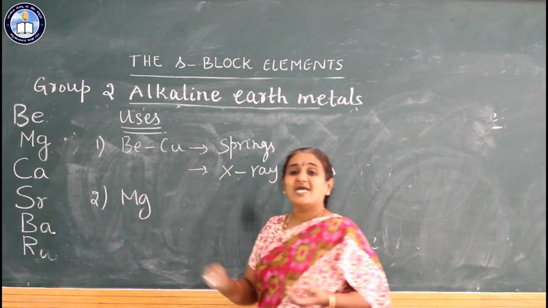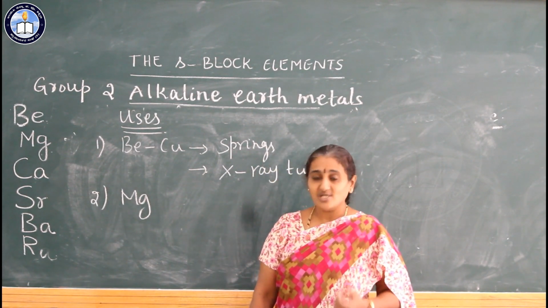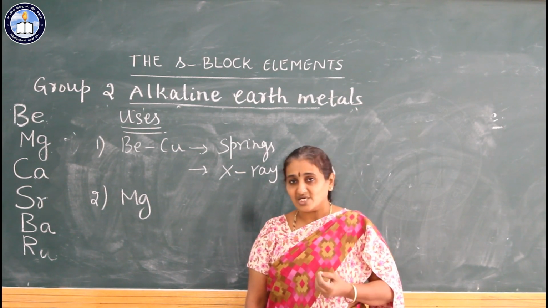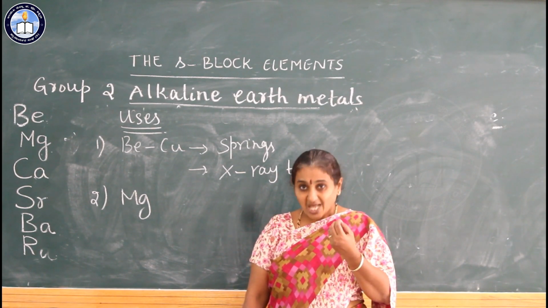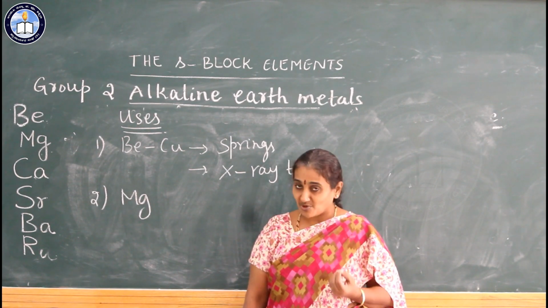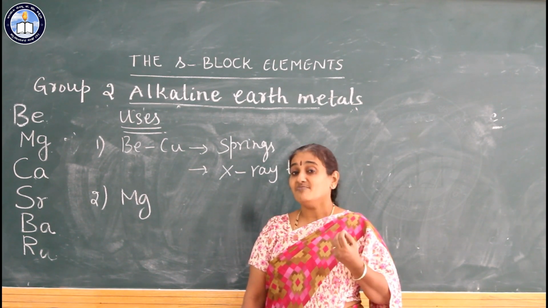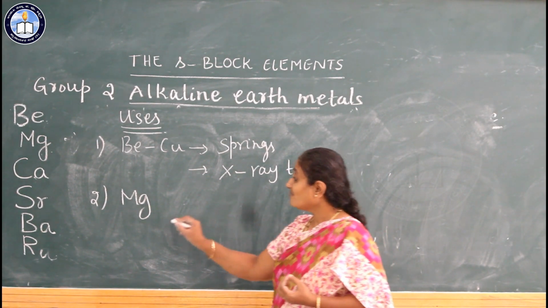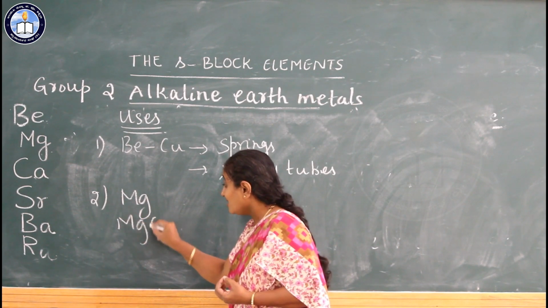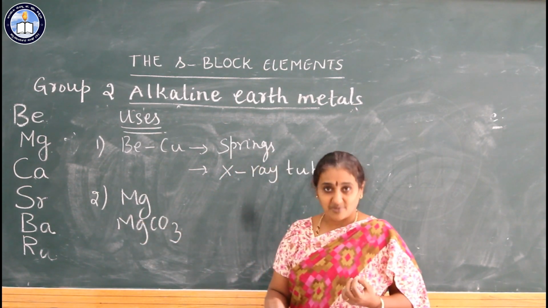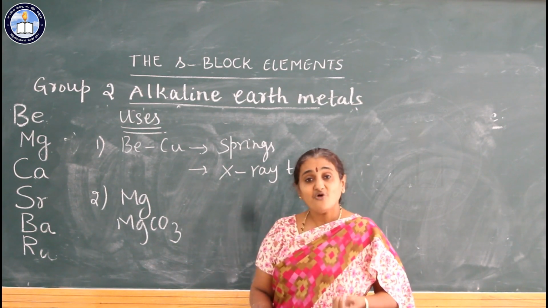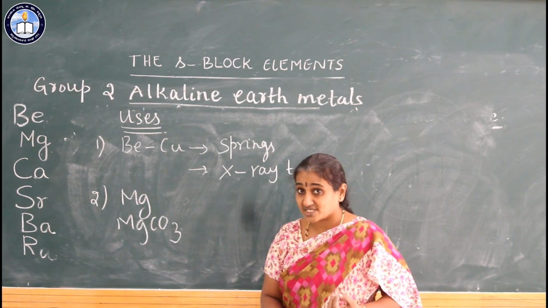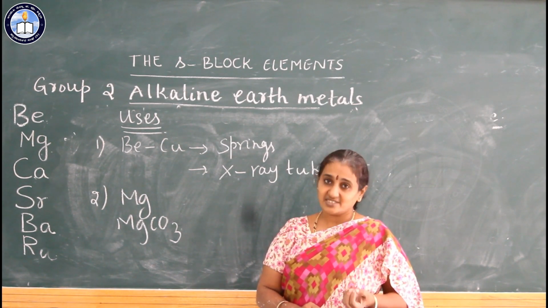Magnesium also can be used for making alloys. Magnesium ribbon or magnesium powder can be used as flash powders and also in bulbs and also for signals. Magnesium carbonate is an ingredient for toothpaste. Milk of magnesia, nothing but suspension of the magnesium hydroxide, is used as antacid.